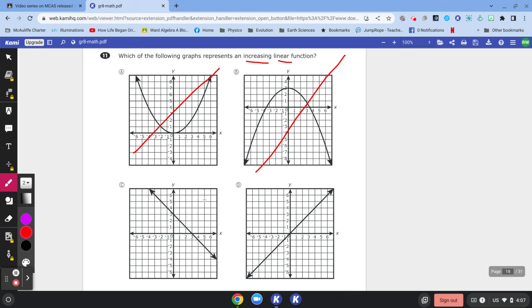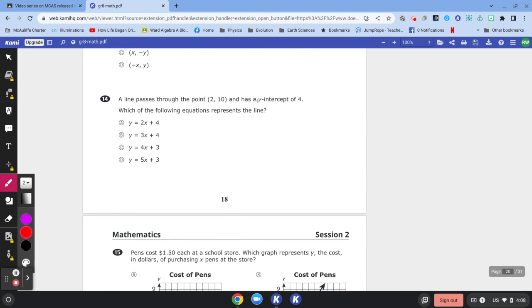And the slope is positive in D, the slope is negative in C. So C is no, and D is yes. D is an increasing linear equation. Now we'll go on and take a look at number 14 and 15.